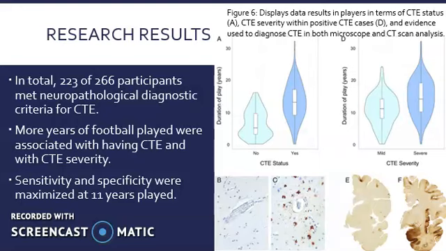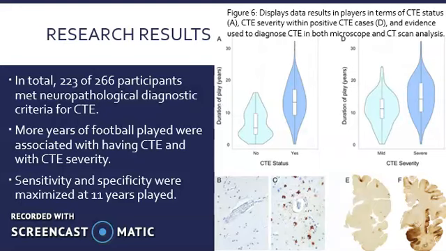Anyways, figure 6 here summarizes all these results in players in terms of CTE status, which is shown in the violin plot in A here. CTE severity within positive CTE cases is shown in the violin plot in D. And evidence used to diagnose CTE in both microscopic and CT scan analysis is shown in B, C, E, and F, respectively. So, these results incorporate the length of trauma and compare this length to the resulting CTE, allowing the team to determine the odds of developing CTE at any point over the course of a career, whether it be football or military, as long as it involves trauma.